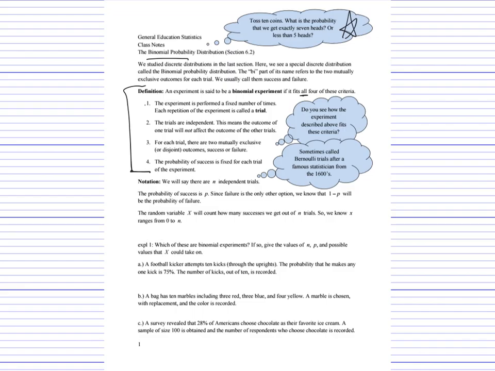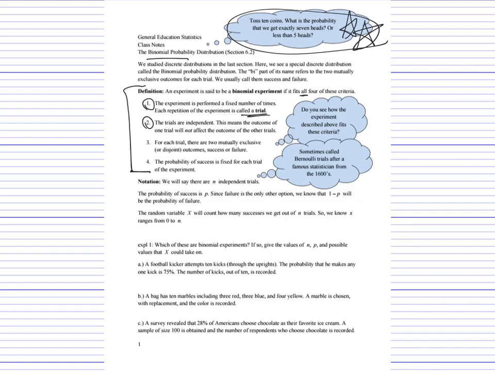Number 1, the experiment is performed a fixed number of times. Each time you do the experiment is called a trial. Now think about it. If I say, as in my thought bubble here, toss 10 coins, what's the probability, blah, blah, blah? That is 10 trials, isn't it?